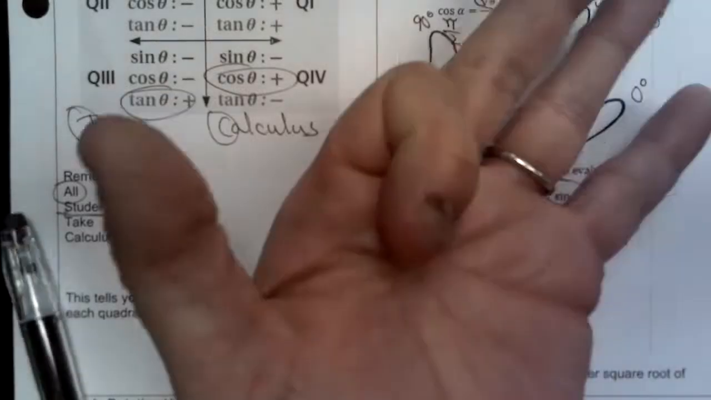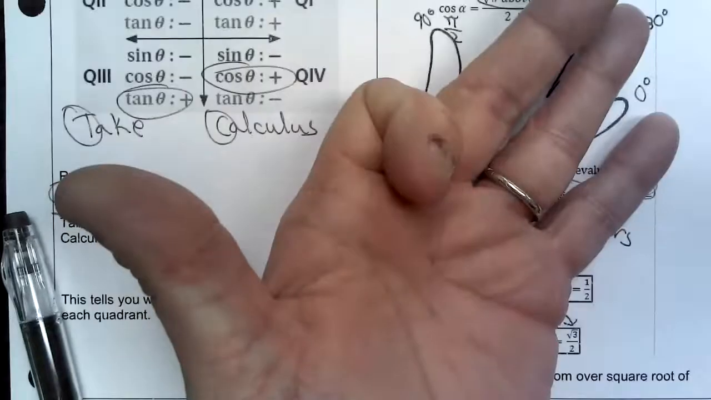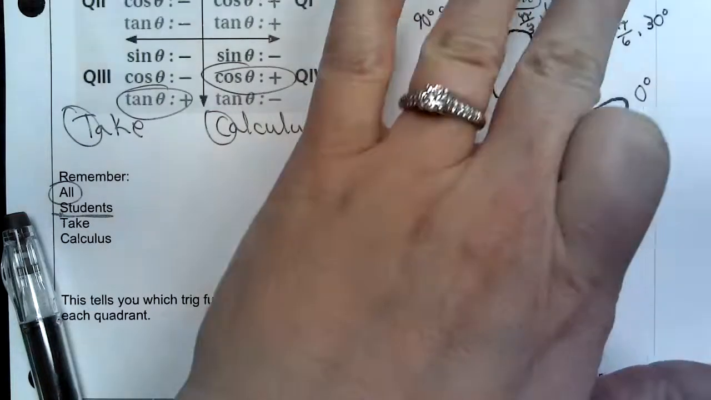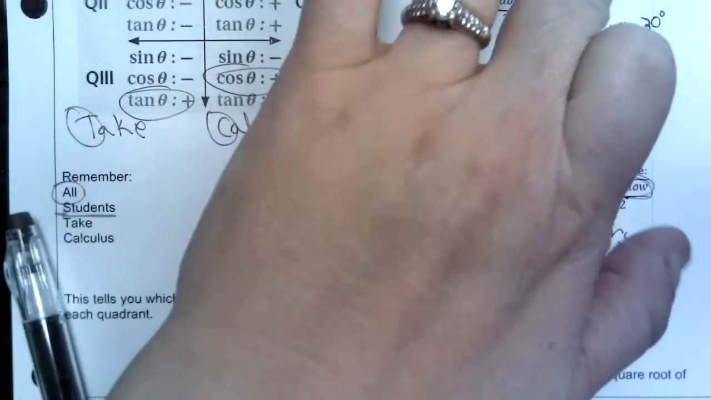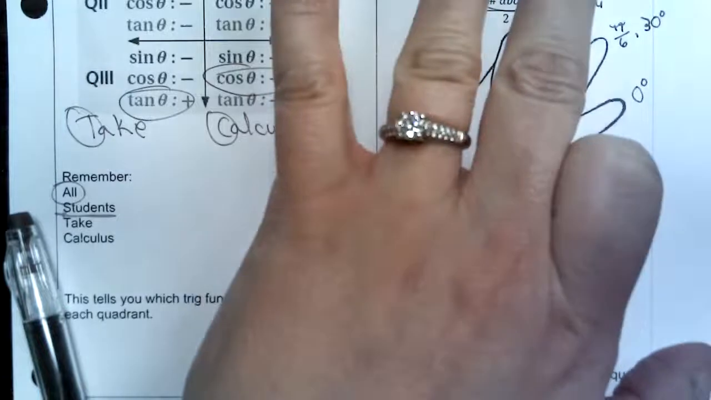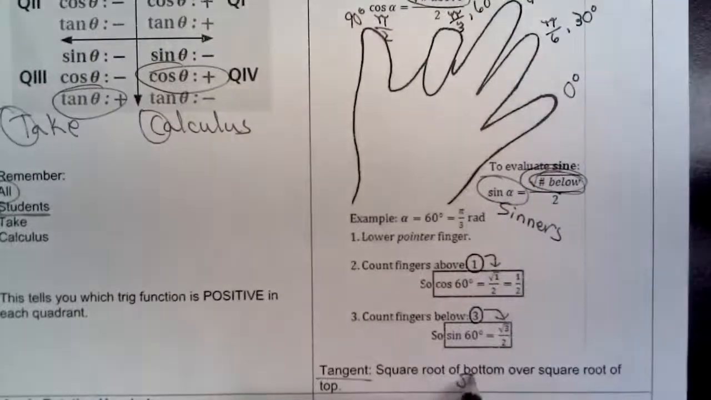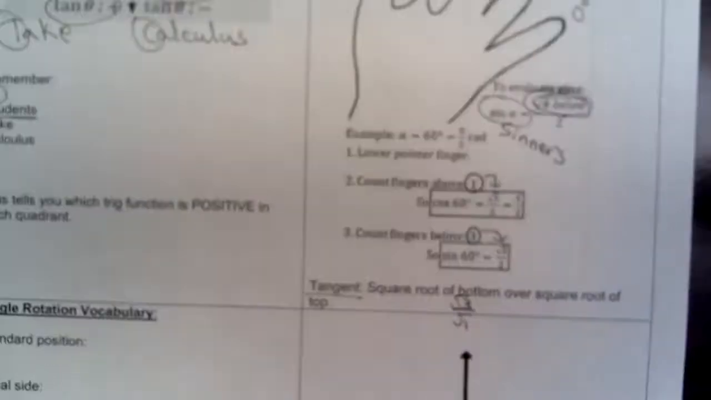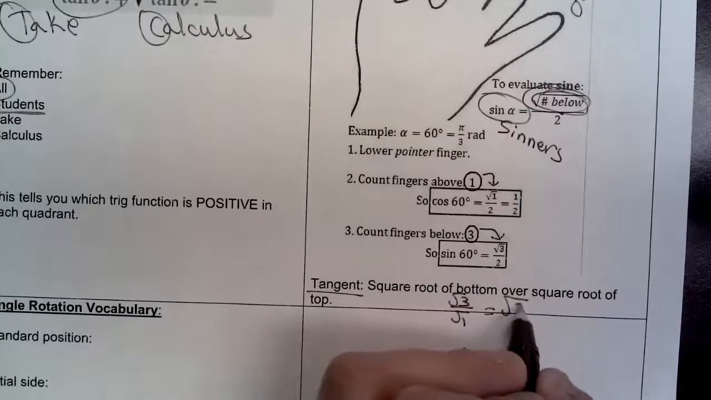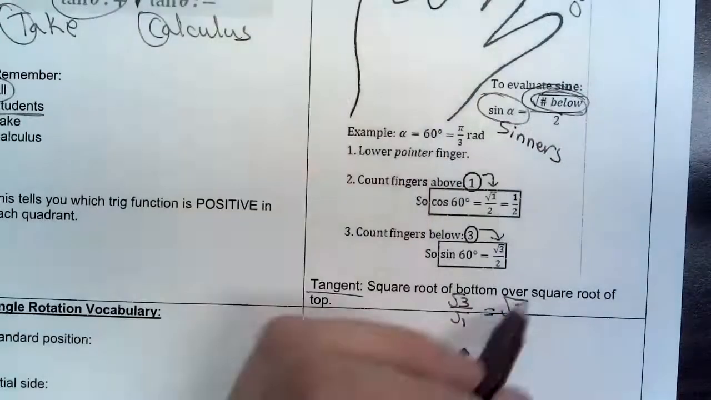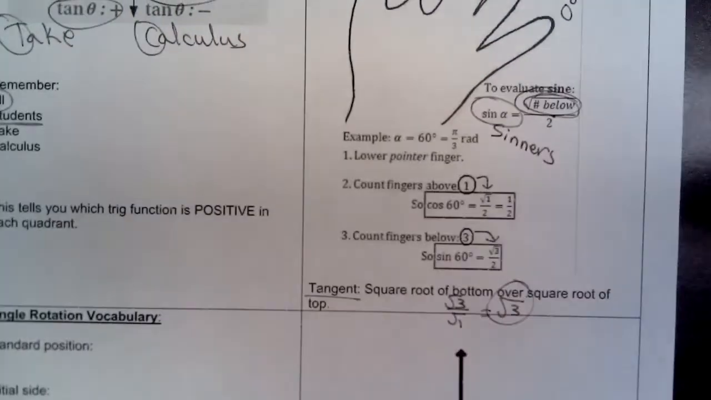You can also find tangent. So tangent, okay, of 60 degrees. If I put my finger down, I flip my hand over, okay? And then I'm going to do the square root of the number on top, which is 3, over the square root of the number on bottom. So there I would get the square root of 3 over the square root of 1. So my tangent at 60 degrees is just the square root of 3.